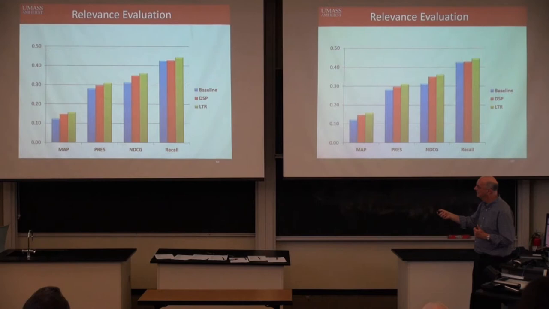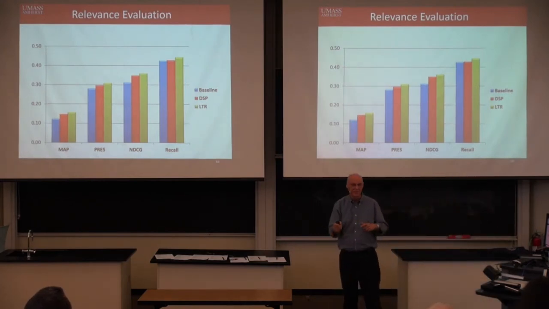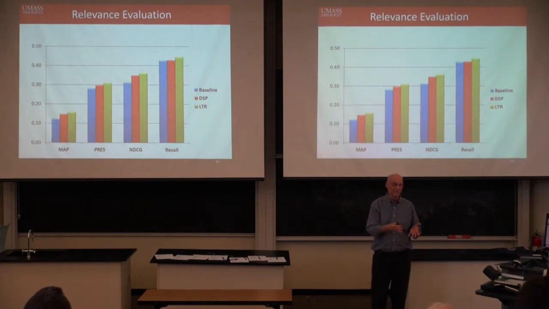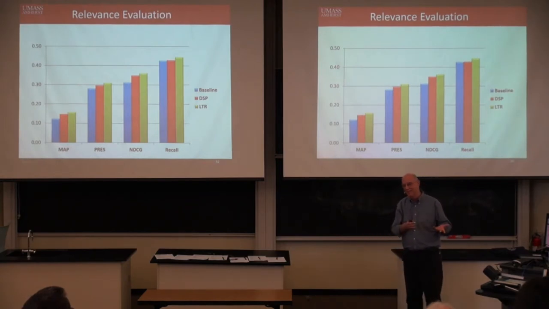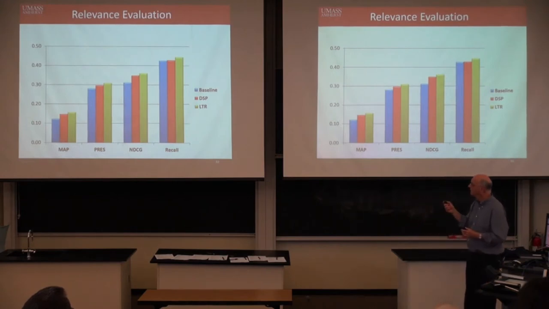I thought I should just mention this, that one of the side effects of these retrieval diversity algorithms is that they often end up doing better just in straight relevance evaluation than the non-diverse ranking. So it wasn't designed for that, but it actually works that way in nearly every evaluation. So this is the relevance evaluation, and the orange bar is DSP, the green bar is the learning to rank approach. So small improvement. There was significance in a couple of these measures. These are different measures down the bottom.